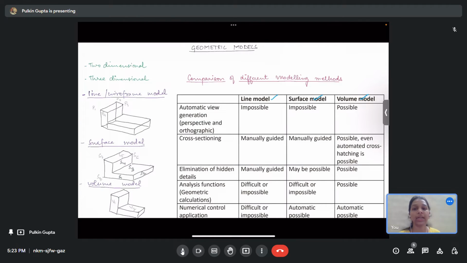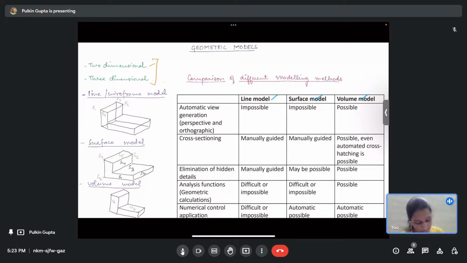Now let us come to the different types of geometric models. We have seen what the functions are and why it is needed. Now let us check what the different kinds of geometric models are. We have first two-dimensional models and three-dimensional models. I suppose I need not explain them. So this is in 2D, this is in 3D. Now we have a wireframe model, a surface model and a volume model.